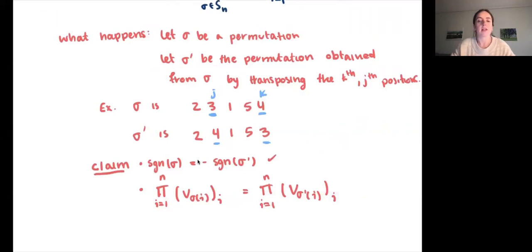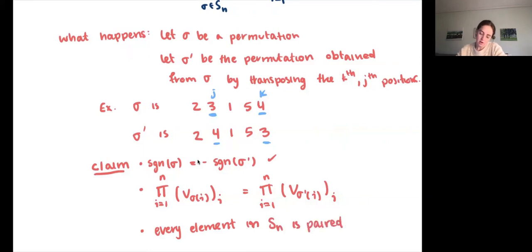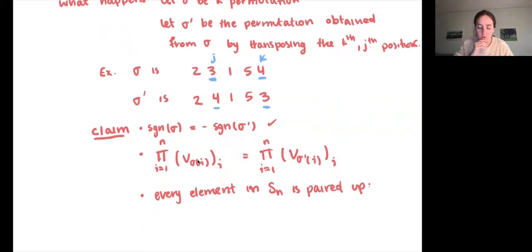Okay, and the last thing is that we can basically pair every element in Sn with its corresponding sigma prime. So every element in Sn is paired up. So maybe I'll make a quick argument as to why.